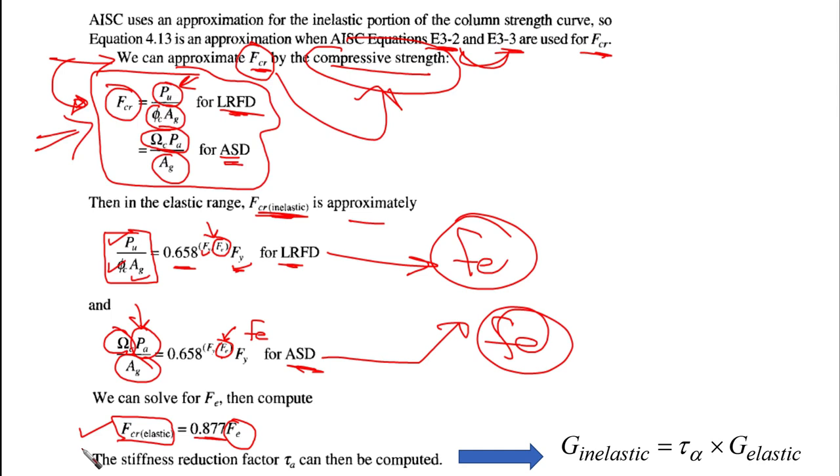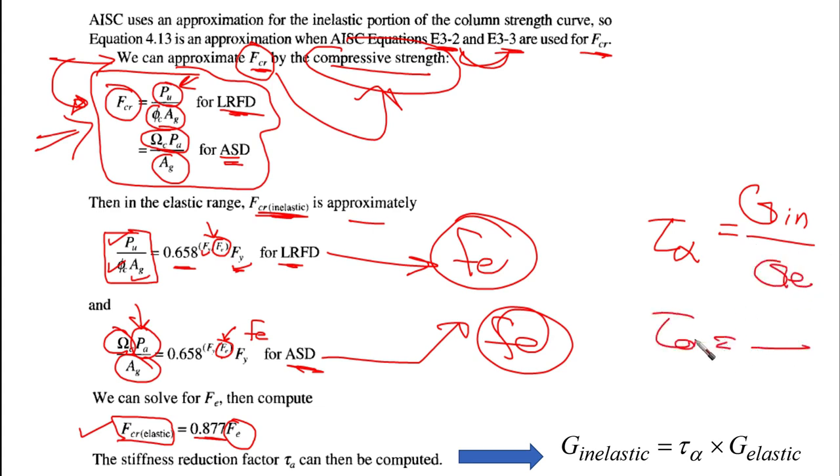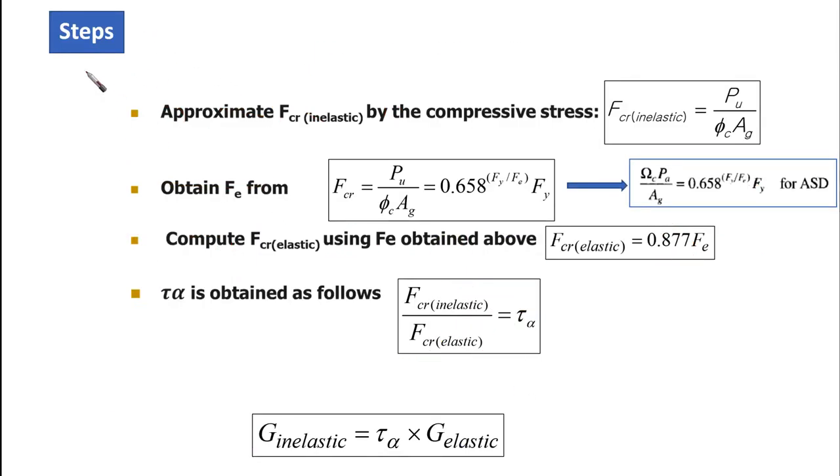We now have the two main numbers or values needed for tau, right? Remember that tau alpha equals G inelastic over G elastic, which equals, as we said before, tau alpha or tau A. It is equal to FCR inelastic over FCR elastic, right? So from here, let's go to the next step. We are going to know what are the main steps that we should follow in order to get this tau alpha.